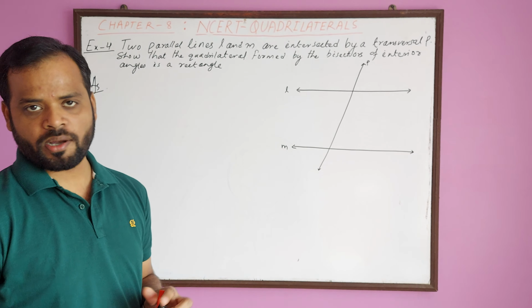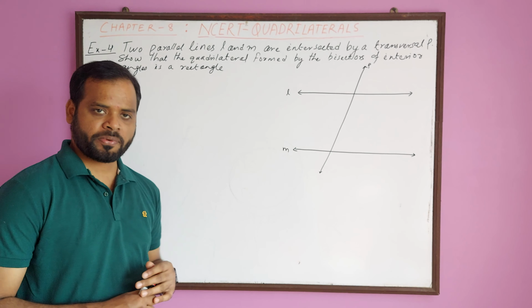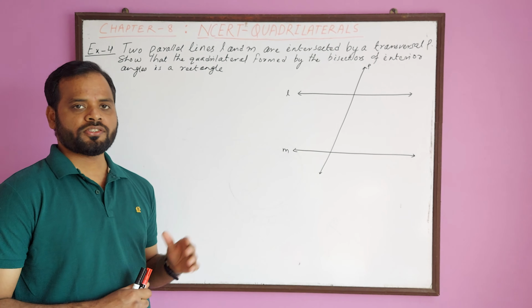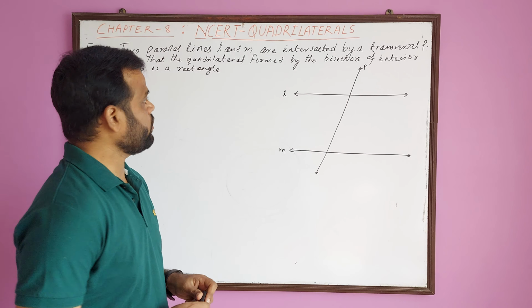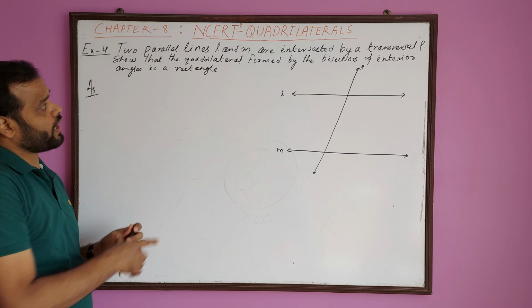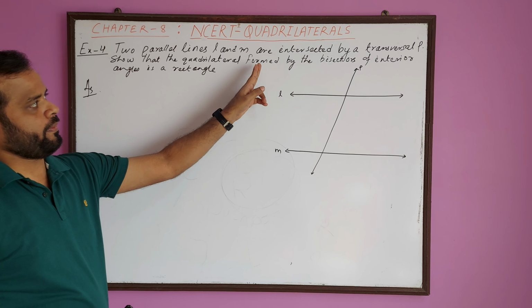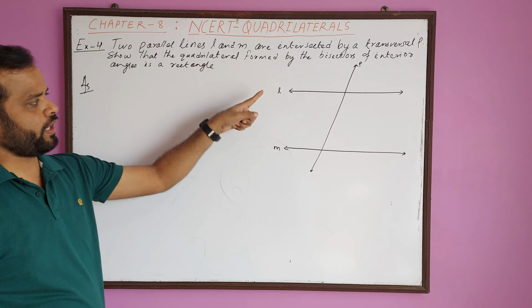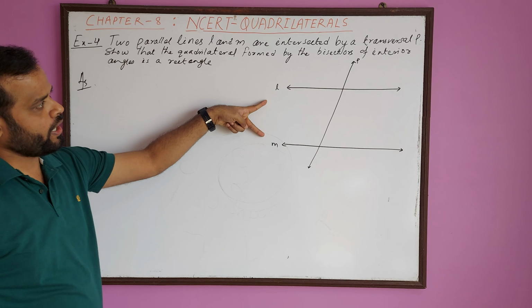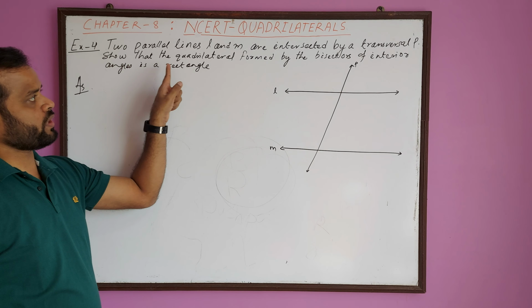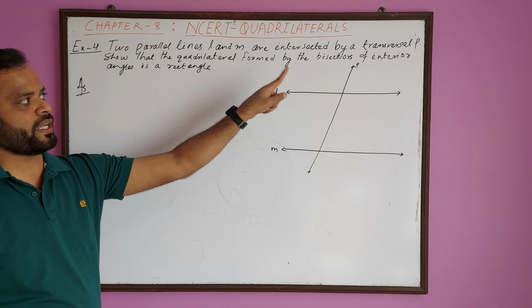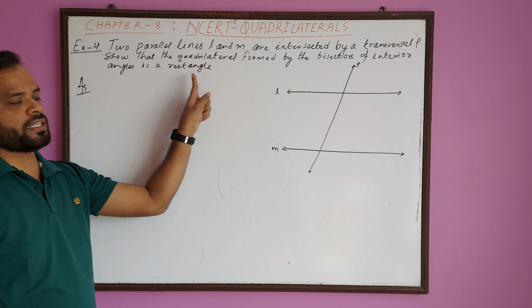So today we will go through example 4 of chapter 8 of quadrilaterals. It's an important question as far as the exam is concerned. The question is, two parallel lines L and M are intersected by a transversal P. Now we have to show that the quadrilateral formed by the bisectors of interior angles is a rectangle.